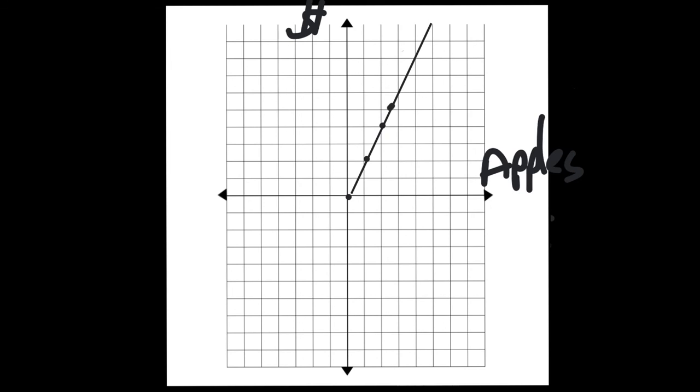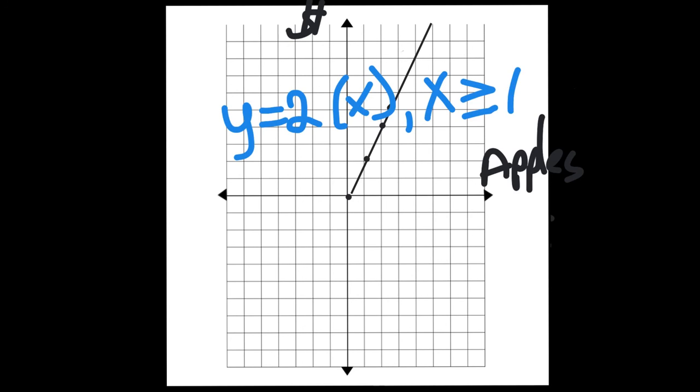What we've done here is graph an equation with 2 variables. $2 times the number of bushels, which is x, is equal to the amount of pay, or y, where x is greater than or equal to 0 because he can't pick fewer than 0 bushels.